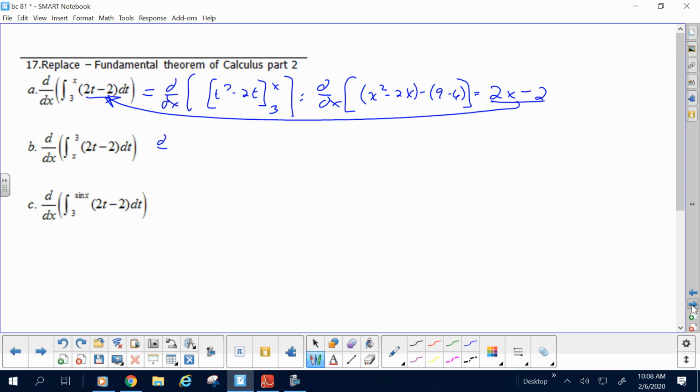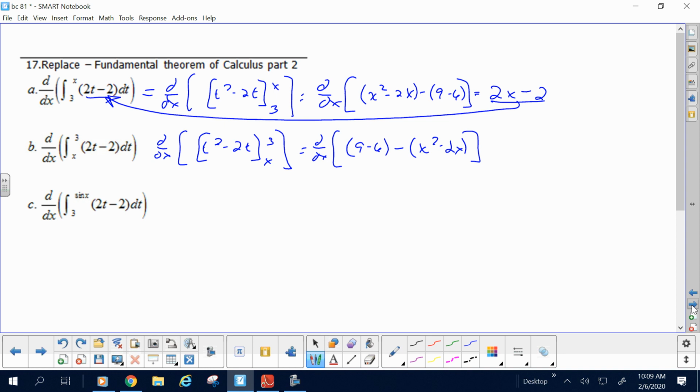If you switch the bounds, then you get something like, well, yeah, first you're going to get 9 minus 6, and then subtract x squared minus 2x. Oh, goodness. And then because it's being subtracted, now, instead of the derivative being the antiderivative, it's the opposite. It's negative 2x plus 2. Opposite sign. You follow? Now we could have rectified this by using the integral rule. Switch the limits and make it negative, yeah? And that would have been the same.